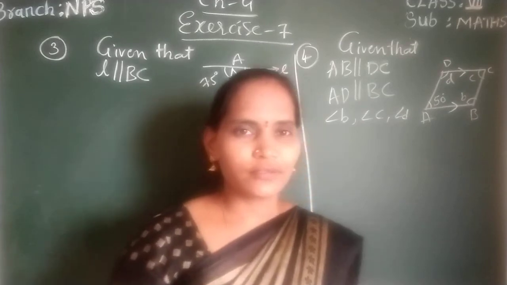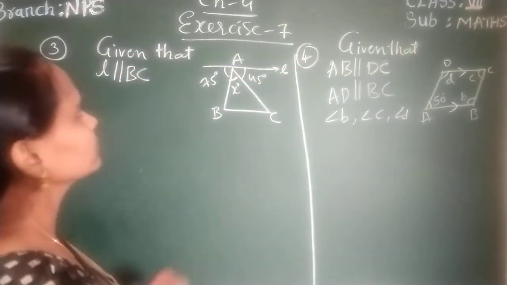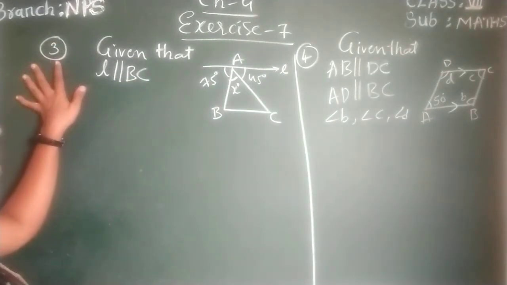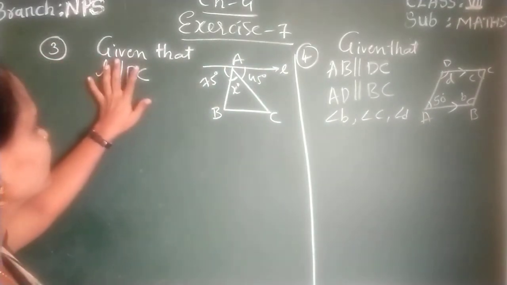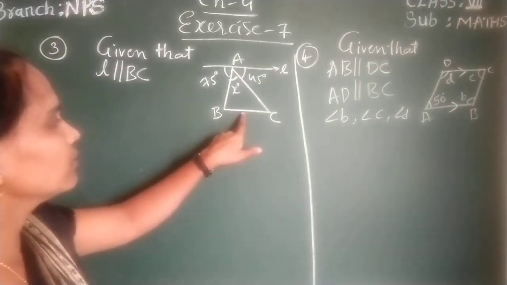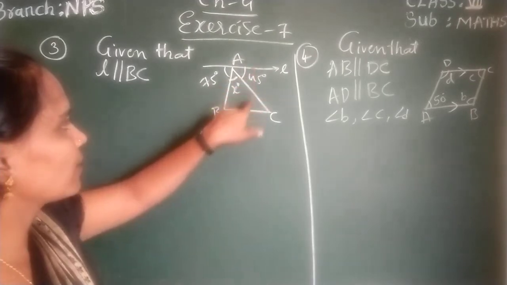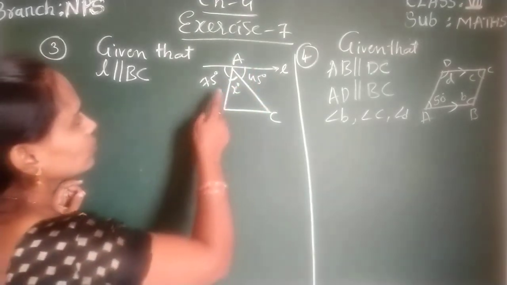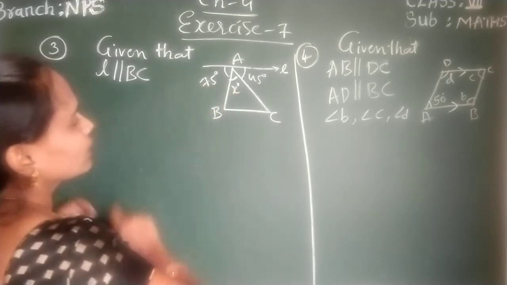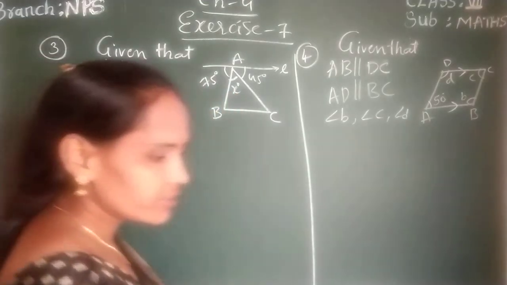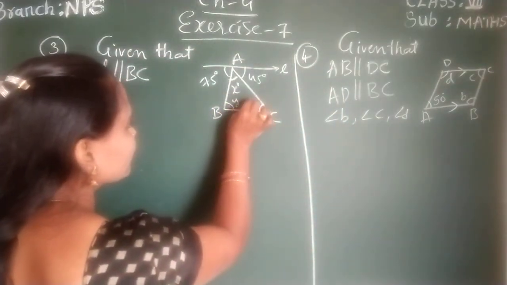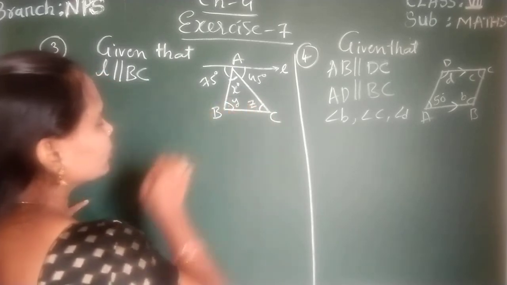Okay, see here, next continuation, chapter 4, exercise 7. Third question. Given that line L is parallel to BC. These two are parallel lines. Now we should find out the x value. After that, here it is given y, z. This also we need to find out.